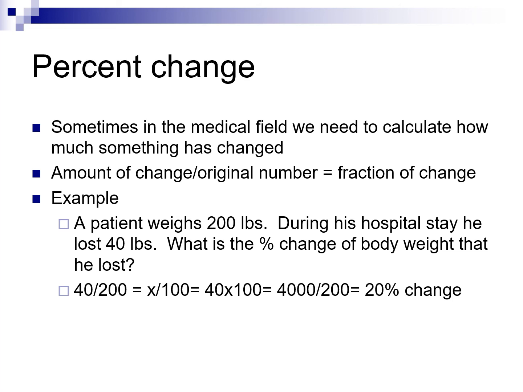Okay, so then you compare that to the proportions that we've done, the ratios, and so you would work that more across, where you'd have the 40 over the 200, the x over the 100, you'd cross multiply, and then you would get your 20% change.